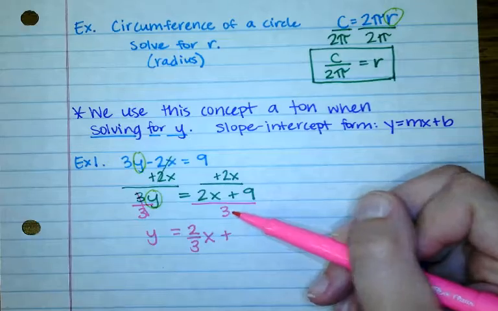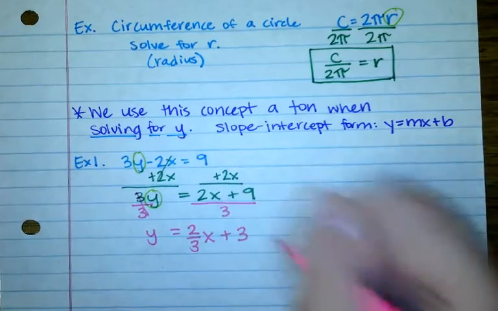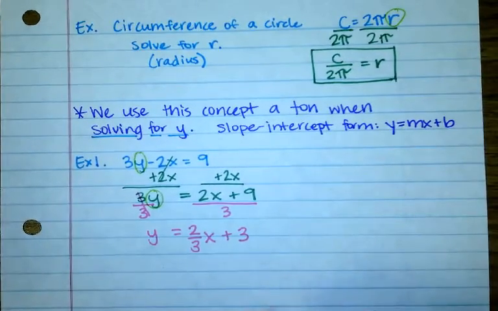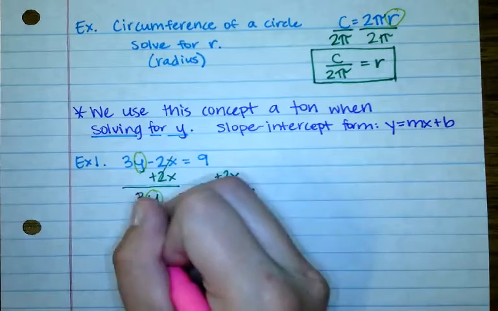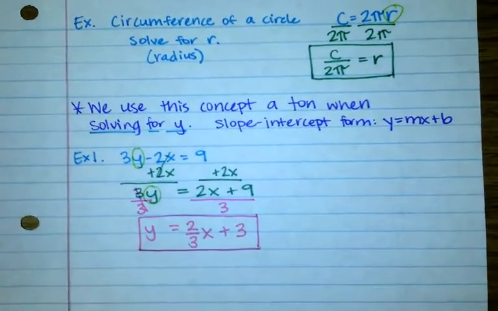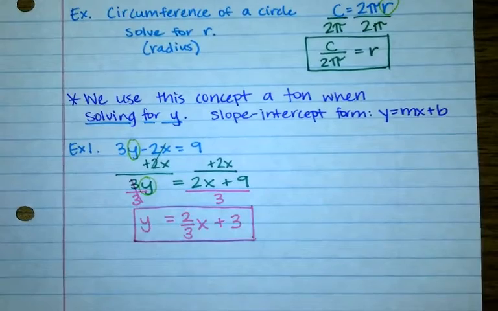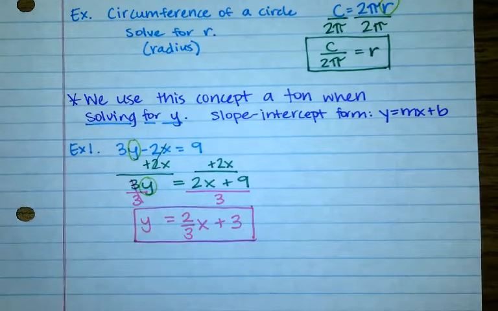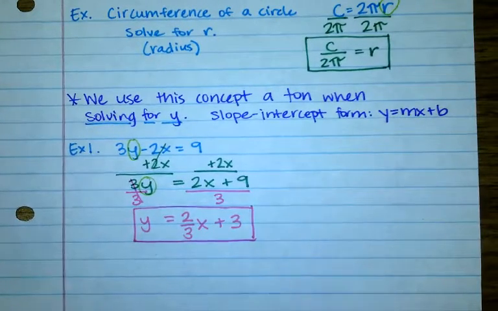Okay? So my final answer, when we are solving for y, if we want to get it in slope-intercept form, would look like this. Do y'all feel okay with that? All right. Let's look at a second example.